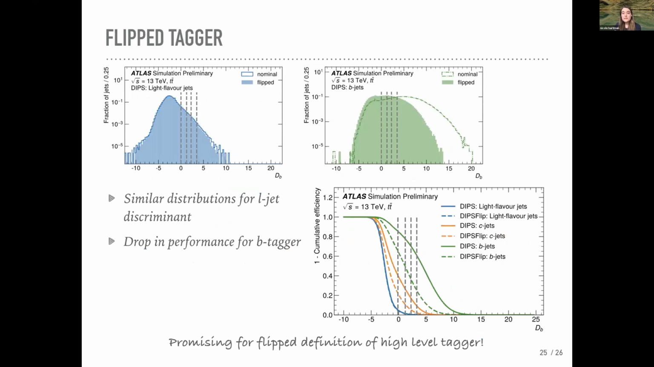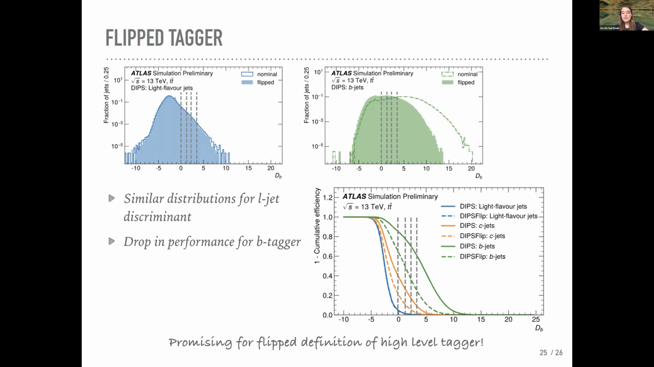So this is my last plot slide on slide 25. The upper two plots are showing the discriminant distributions for the nominal in the line histogram, or flipped in the filled-in histogram, with light jets given on the left and B jets given on the right. The dashed gray lines on these plots are showing the delineation between the bins that we calibrate for the working points. The takeaway message here is that the light jets are lying roughly on top of each other, while the B jet discriminant has a decrease in performance of the tagger in the upper right-hand portion of the plot. And so this is promising for plugging this into our existing calibration methods in a flipped definition of the high-level tagger.